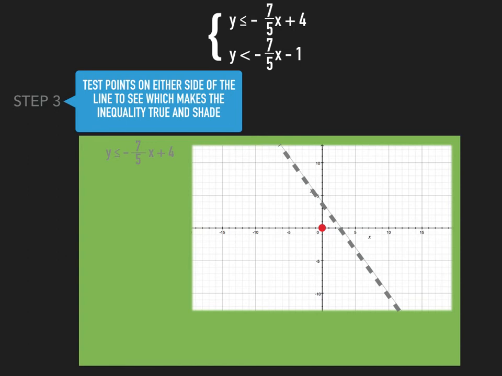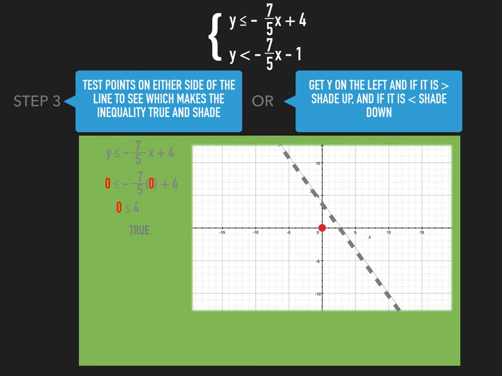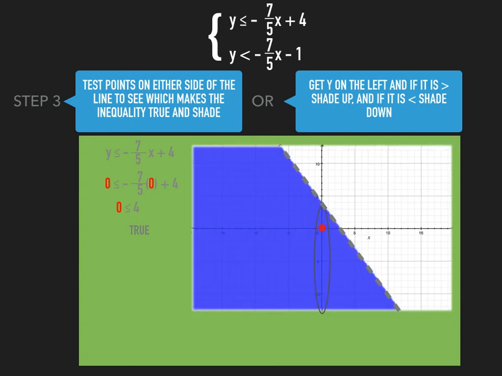Test my point, 0, 0. So negative 7/5 times 0 plus 4 is 4. So 0 is less than or equal to 4, and that is a true statement. So we know that left-hand side of the line is going to be shaded because our point 0, 0 is shaded. Or we can look at the y on the left, and we know y values are less than, so it's going to be that bottom half. And there we go.